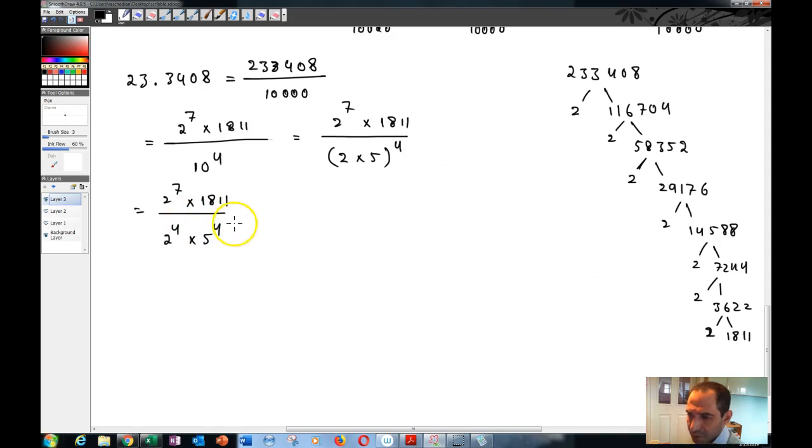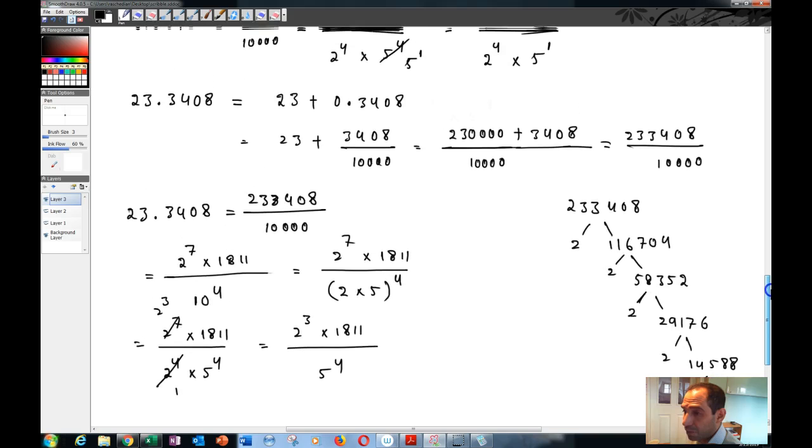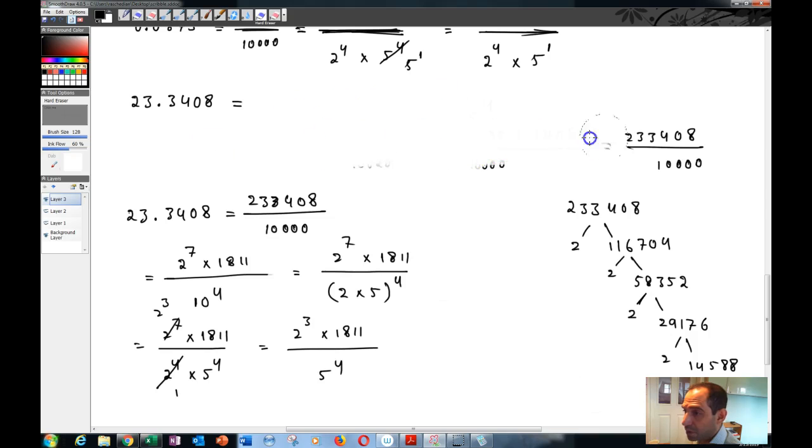2 raised to the power 4 times 5 raised to the power 4. So then you can simplify this number as this is 1, so this is 2 raised to the power 3. And so you have 2 raised to the power 3 times 1811 over 5 raised to the power 4. So then I'll just simply erase all of these things, and I write this as 2 cube into 1811 over 5 raised to the power 4.